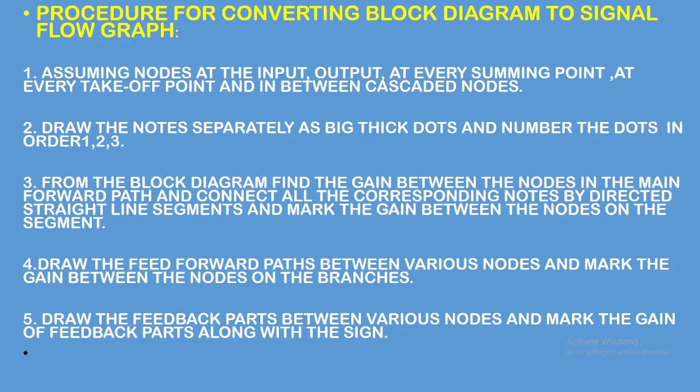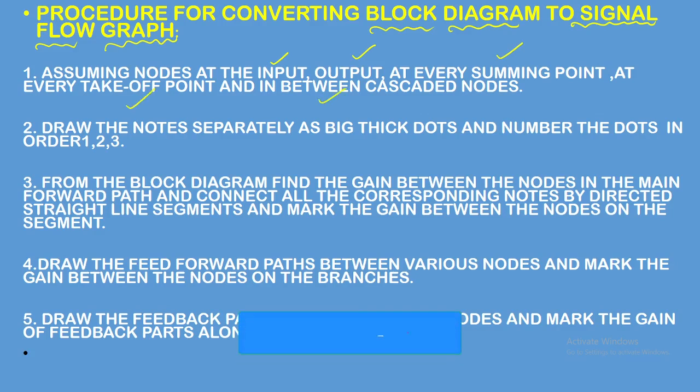So today we are going to see how we can convert the block diagram into a signal flow graph. These are some rules you have to keep in mind for conversion of block diagram into signal flow graph. So first point is, you have to assume the nodes are at the input and the output at every summing point, at every takeoff point, and also in between two cascaded nodes. So you have to assume the nodes are variables. That is the first point you have to keep.